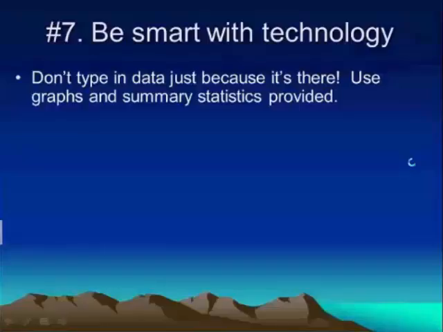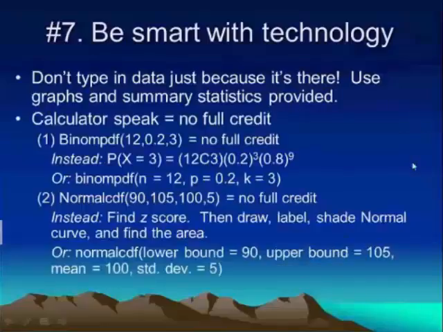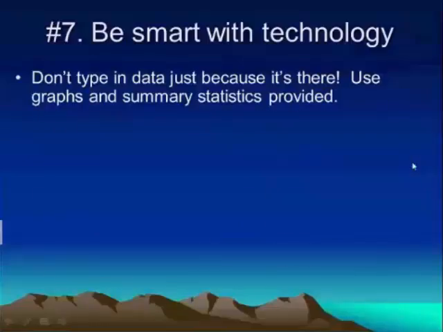A follow-up to that is that if they do provide both the raw data and the summary statistics, you can use those summary statistics as a double check to make sure that you've typed in the raw data correctly. That's a nice way to use that information if you do need to type in the data.